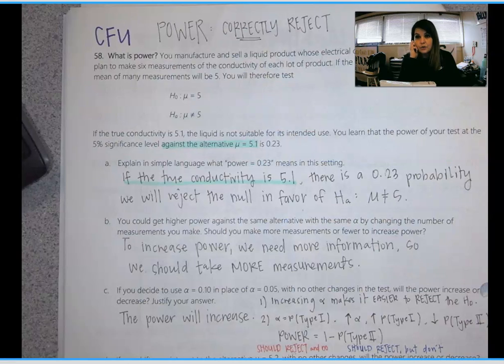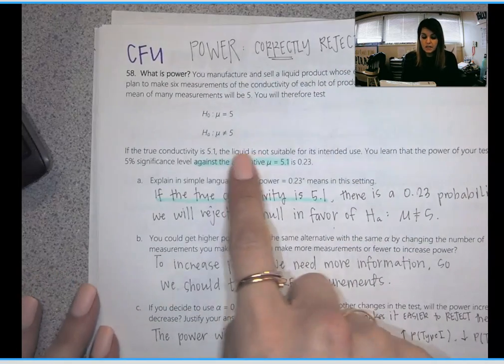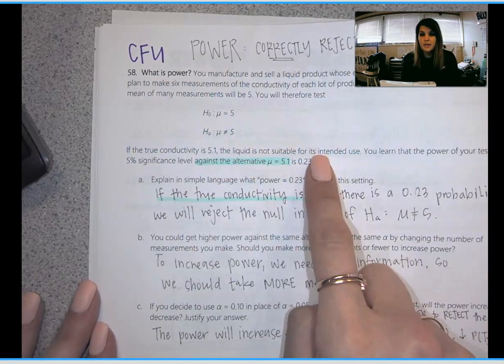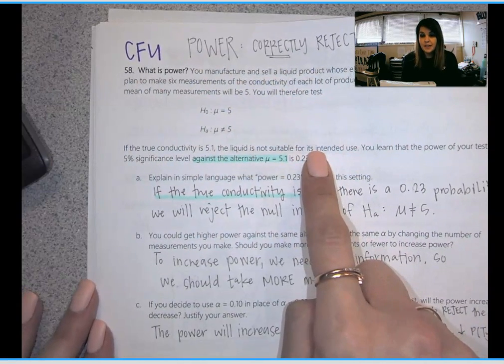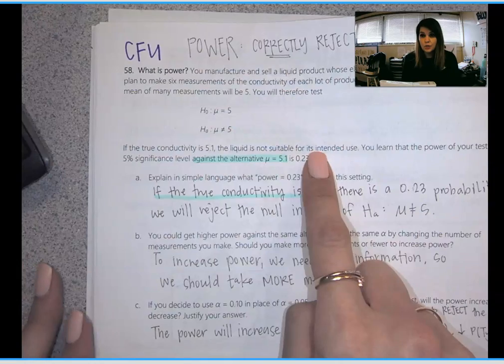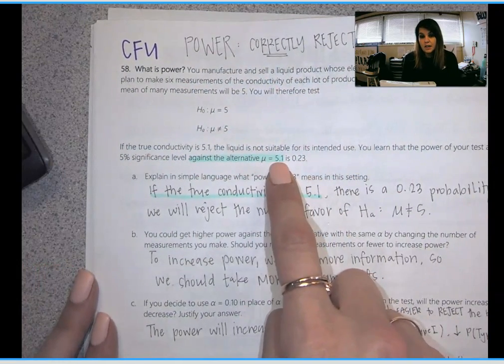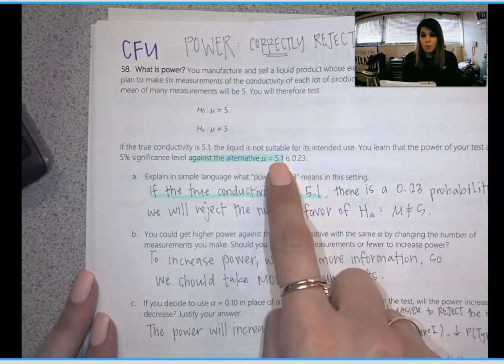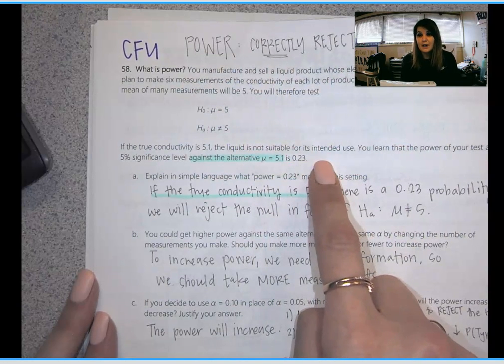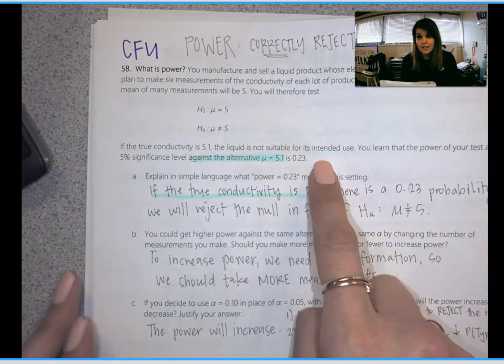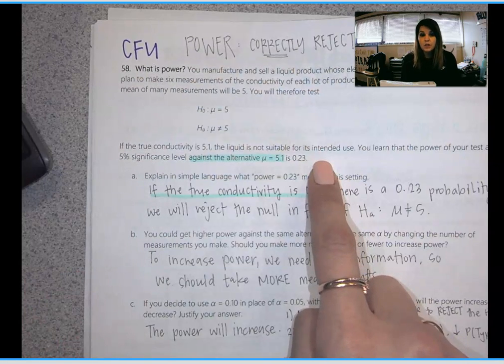That is not a great power. Remember, we want at least 80% power. So this is not looking good for us because if 5.1 means that it's not suitable for the intended use, you're going to want a power much bigger than 23%. If the mu is truly 5.1, you want there to be like a 99% chance that you are going to reject the null.